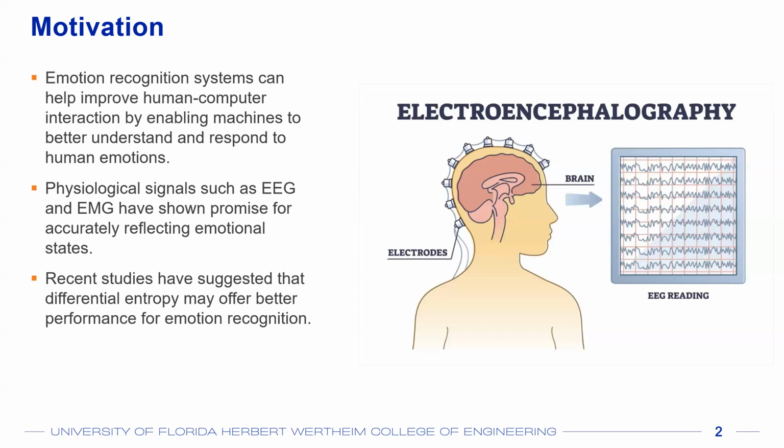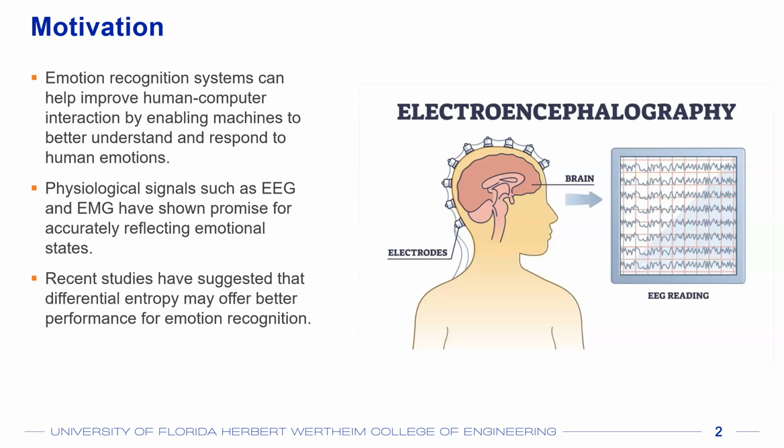There are two types of emotion recognition, non-physiological signal-based and physiological signal-based. Non-physiological signal-based emotion recognition, including facial expression-based methods, has been limited by human camouflage and environmental factors, and thus is not always reliable. In contrast, physiological signals such as EEG and EMG have shown promise for accurately reflecting emotion states. And why did I use differential entropy for the project?